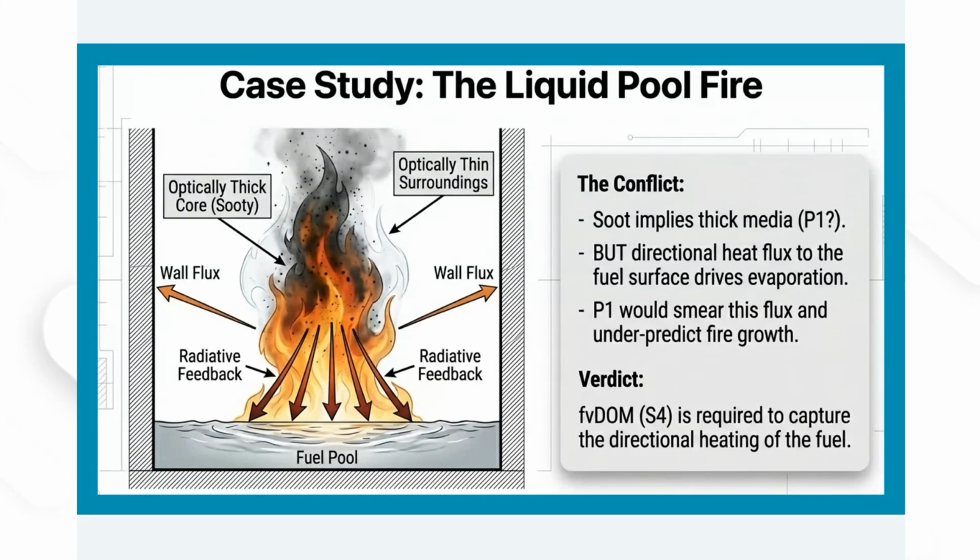Now, if you run this with P1, the model acts like a blur filter. It will smear the sharp downward heat flux into a diffusive cloud. The model will underpredict the energy hitting the fuel pool here on the bottom. The liquid doesn't evaporate fast enough, and your simulated fire artificially dies out or grows far too slowly. But if you use the FVDOM model to capture the directional heating, you will again pay for the computational cost of ray tracing essentially, or you will get the burn rate wrong if you do the P1 model.